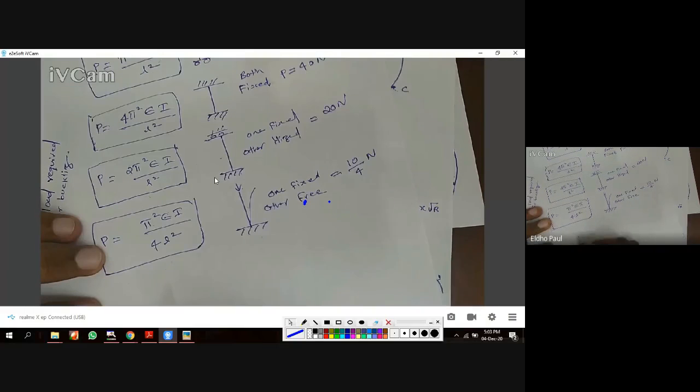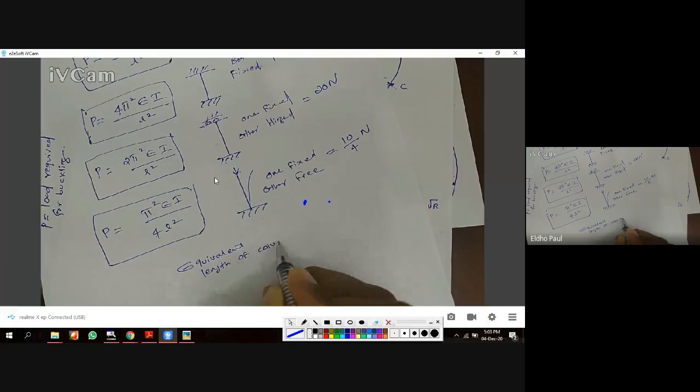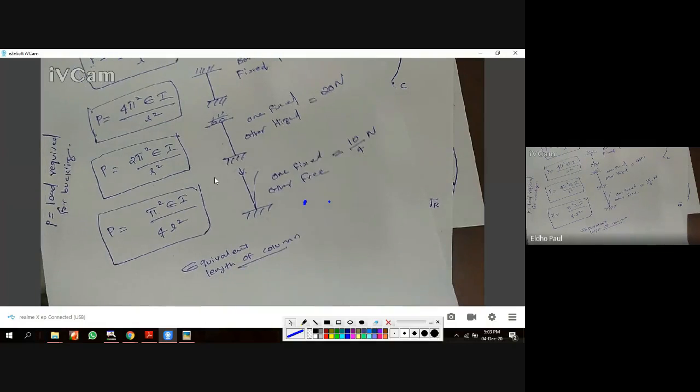Equivalent length, or effective length, or equivalent length of the column. Equivalent length of the column, or effective length of the column.